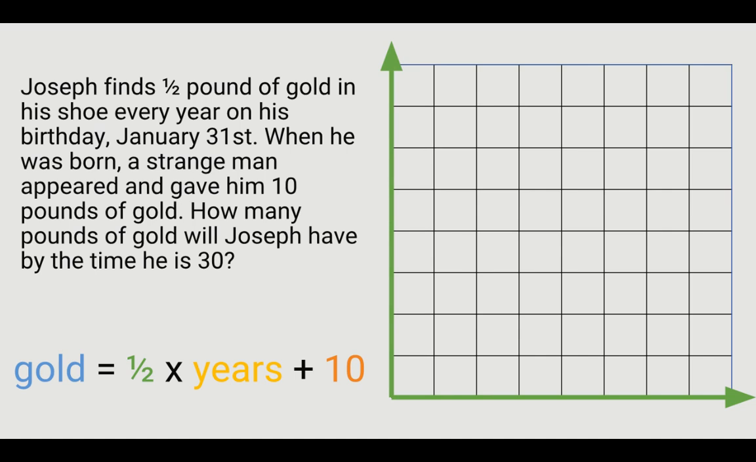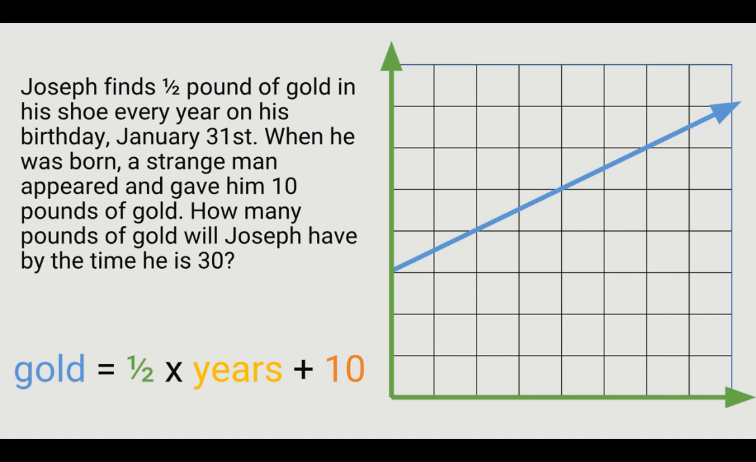I don't have it labeled, but imagine this line is starting at 10. And then as it moves from left to right, it's going to go up half a pound each year. So it's not starting at 0 because I didn't start with 0 pounds of gold. I started with 10. And then as it moves from left to right, it's going to go up 1/2 pound each time it goes right 1 year. So all of those things come together to describe what this line looks like.